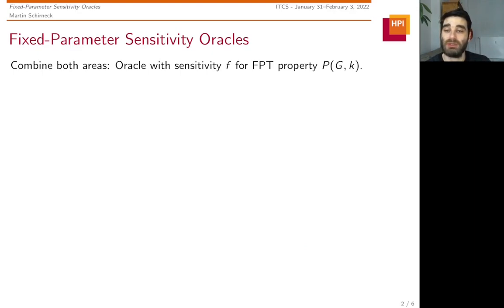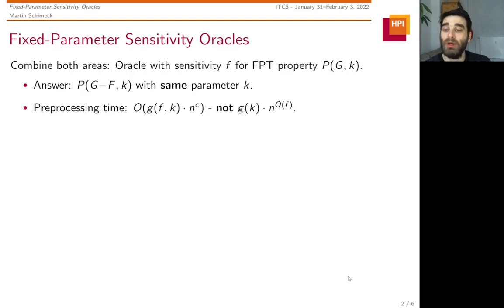These are data structures with sensitivity f for FPT graph properties. To make that clear, as answer of our oracle, we want the property of the graph where the specified edges fail with the same parameter k. So we keep k fixed for all queries. As preprocessing time, we want some function of f and k times some fixed polynomial that is independent of f and k. So if you will, an FPT preprocessing time in f plus k.